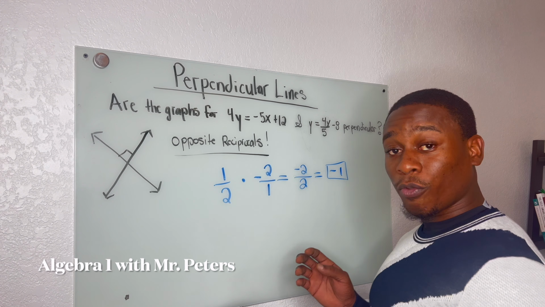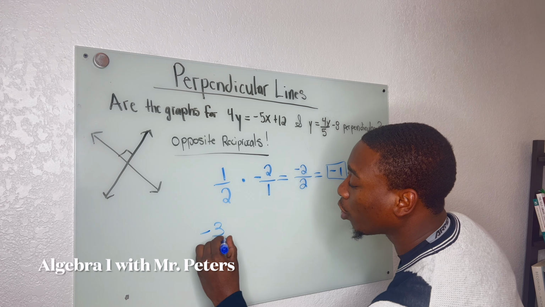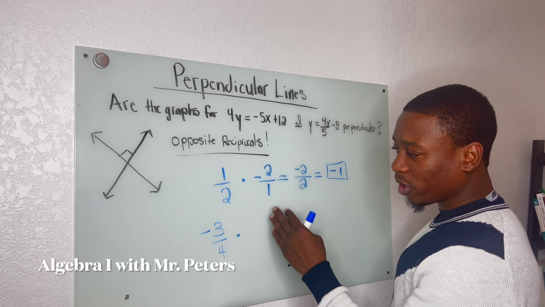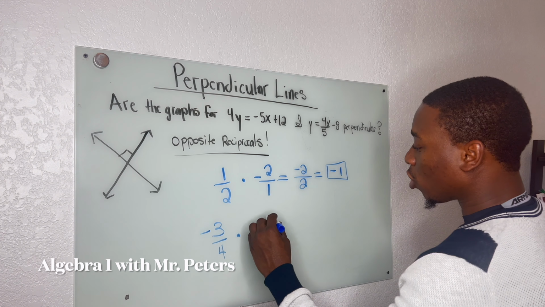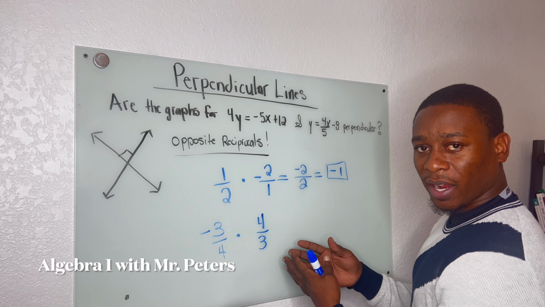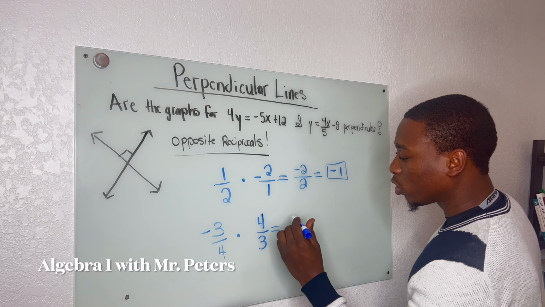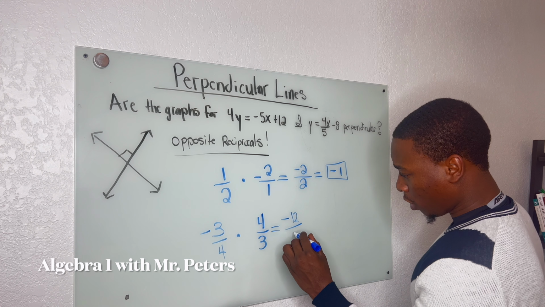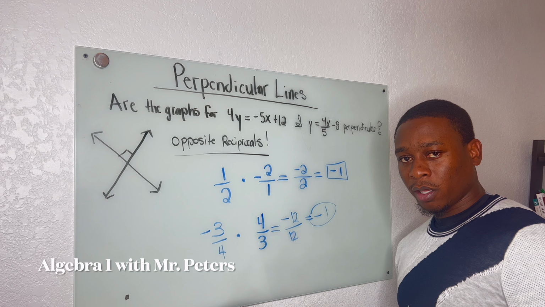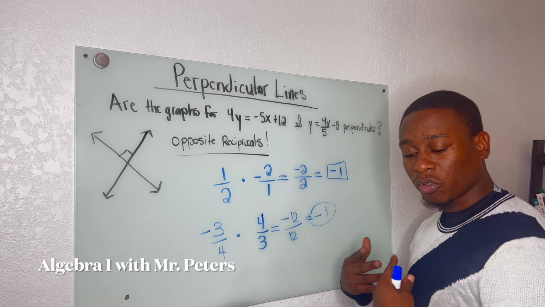And just to make sure that we are definitely on the same page, I'm just going to do one more. So imagine we had -3/4. That means that our next fraction, or the reciprocal, I should say, is going to be flipped. So it's going to be 4/3. And if this was negative, the opposite of negative is going to be positive. So as we go through and we multiply straight across, we're going to get -12/12, which gives us -1. So please understand that they have to intersect, and the slopes are going to be opposite reciprocals.